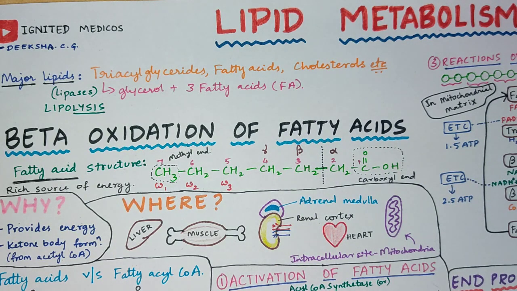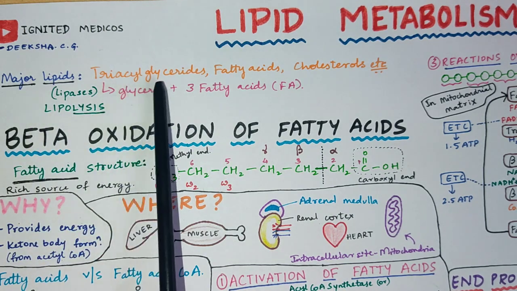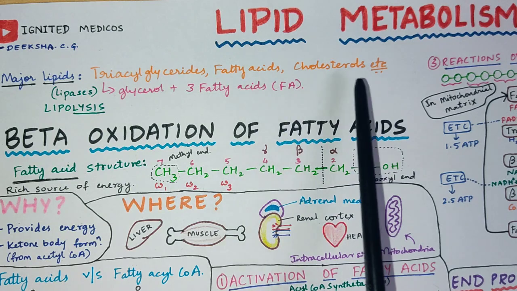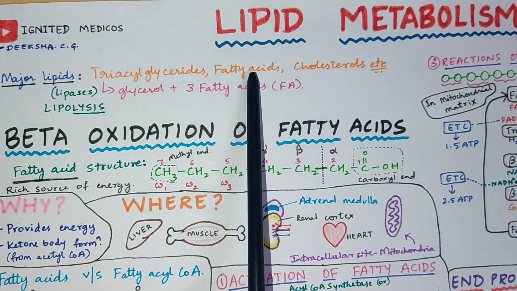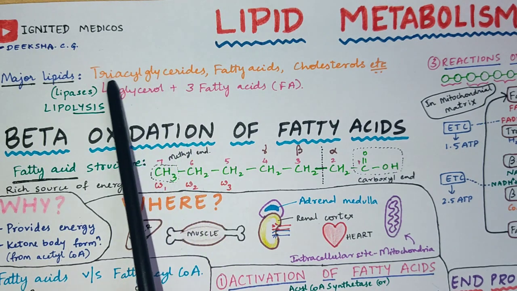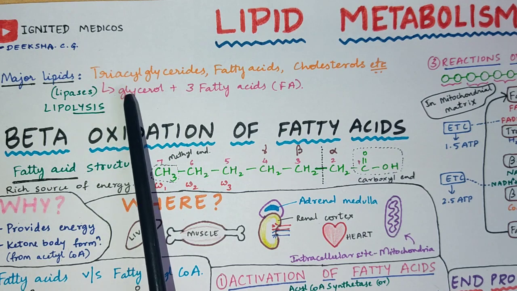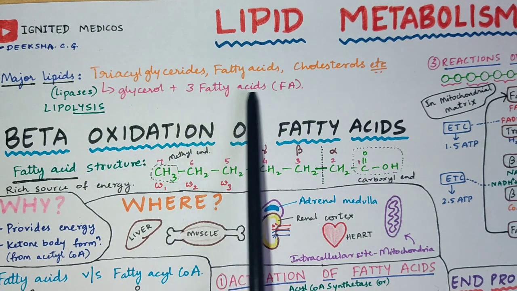First, let us look at the major lipids which are present in our body. They are triacylglycerides, fatty acids, cholesterols, etc. In our body, fatty acids are stored as triacylglycerides. So, when we break down this triacylglycerides, we will get one molecule of glycerol and three molecules of fatty acids.